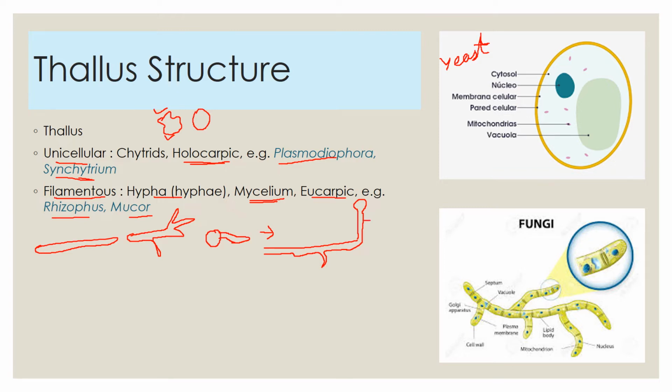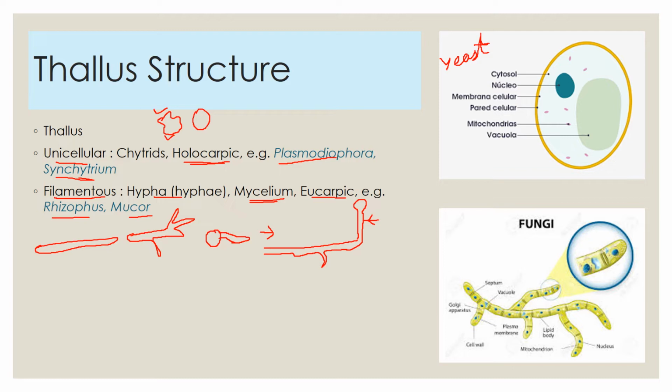And this aerial hypha is colored. It can be orange, yellow, red, or even black or dark blue colored, or it can also be white colored, normal, translucent. But generally the reproductive structures are tinted, they are colored.